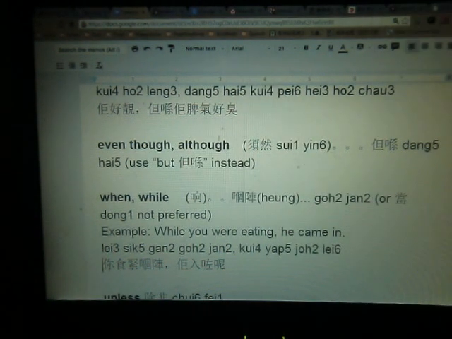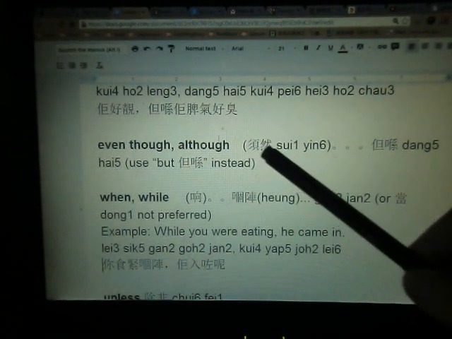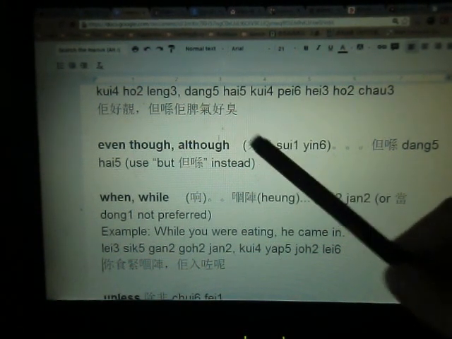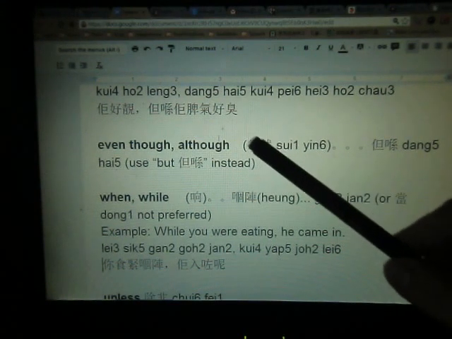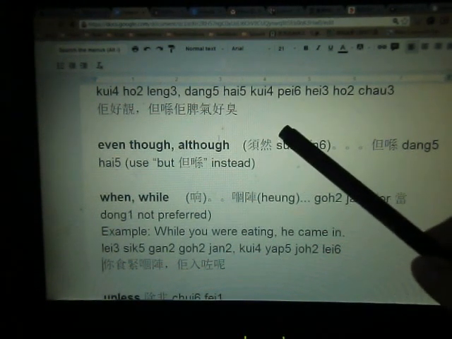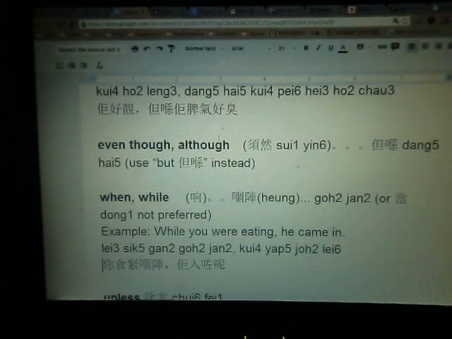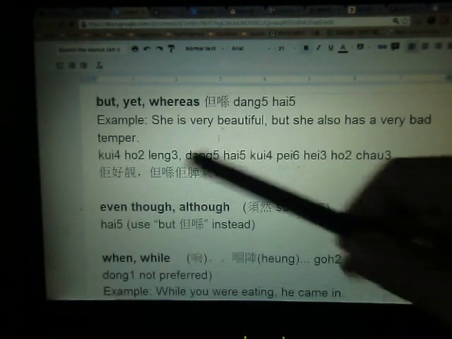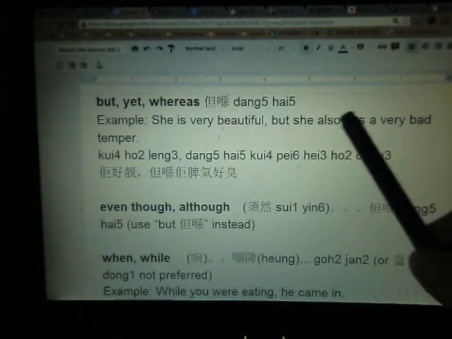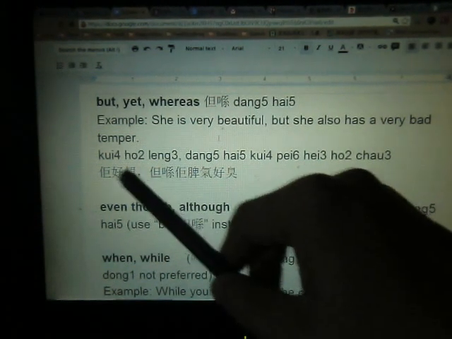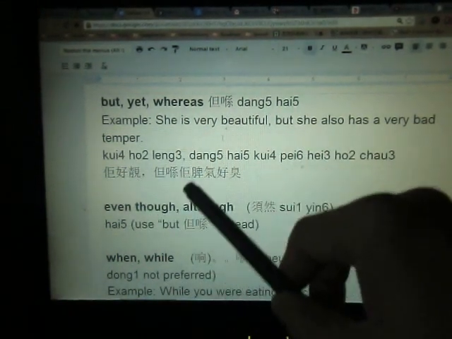But then if you really want to say it, you can use the more Mandarin kind of phrase, 雖然, dan hai, right? But here you can actually skip 雖然. So you use, in other words, exactly the same sentence structure as here. So even though she is beautiful, she also has a very bad temper. You can say something like 佢好靚, 但係. Okay.